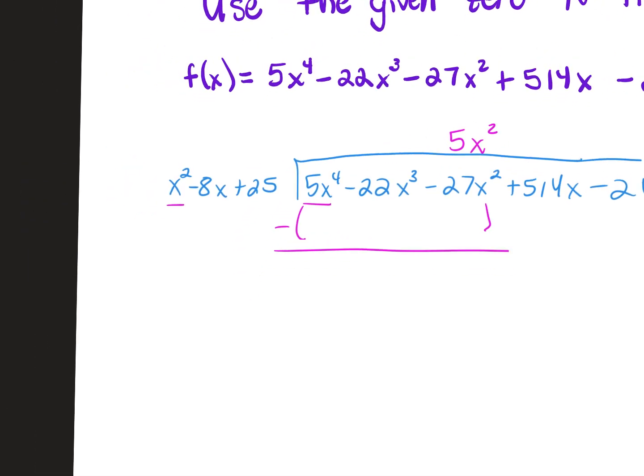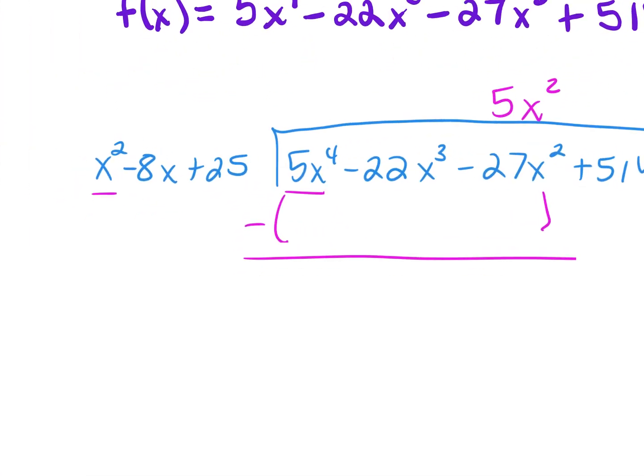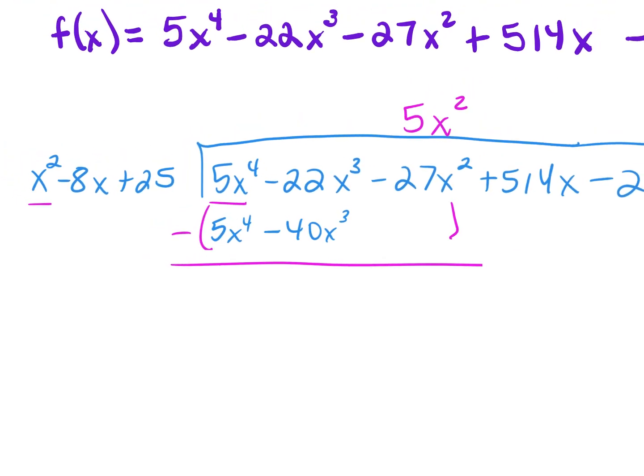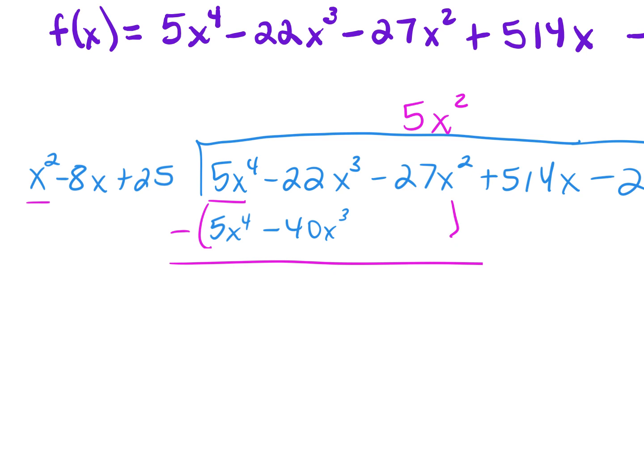All right, so let's multiply. What's 5x squared times x squared? 5x to the what? Fourth. Okay, what's 5x squared times negative 8? Minus 40x cubed. And what's 5x squared times 25? What's 25 times 5, guys? Plus 125.